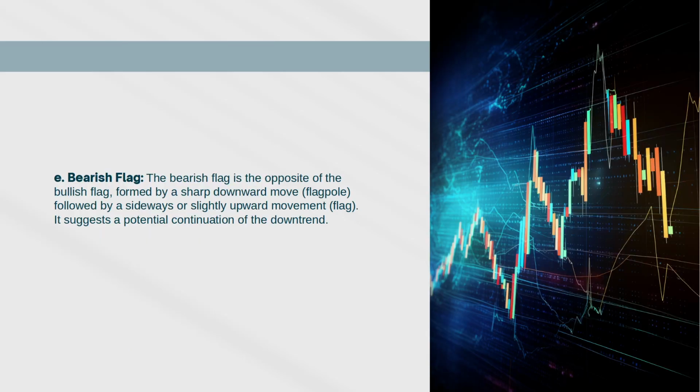Bearish flag. The bearish flag is the opposite of the bullish flag, formed by a sharp downward move, flagpole, followed by a sideways or slightly upward movement, flag. It suggests a potential continuation of the downtrend.